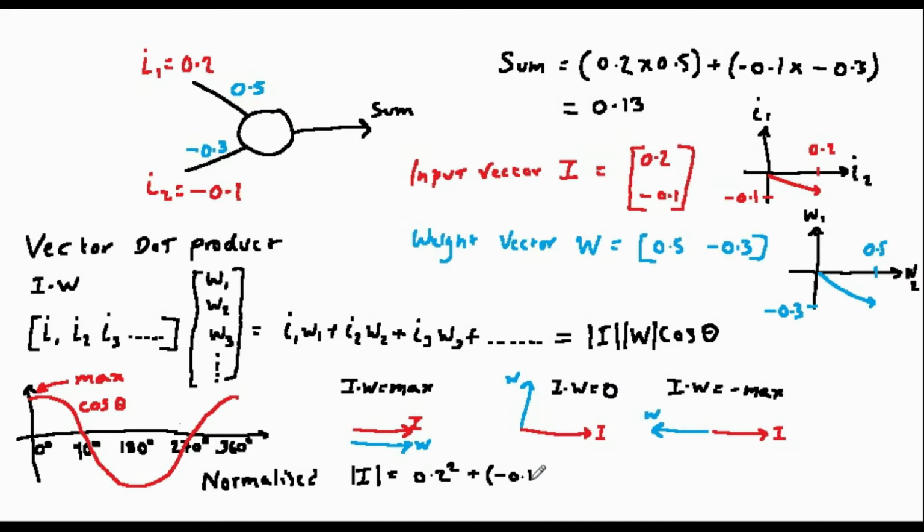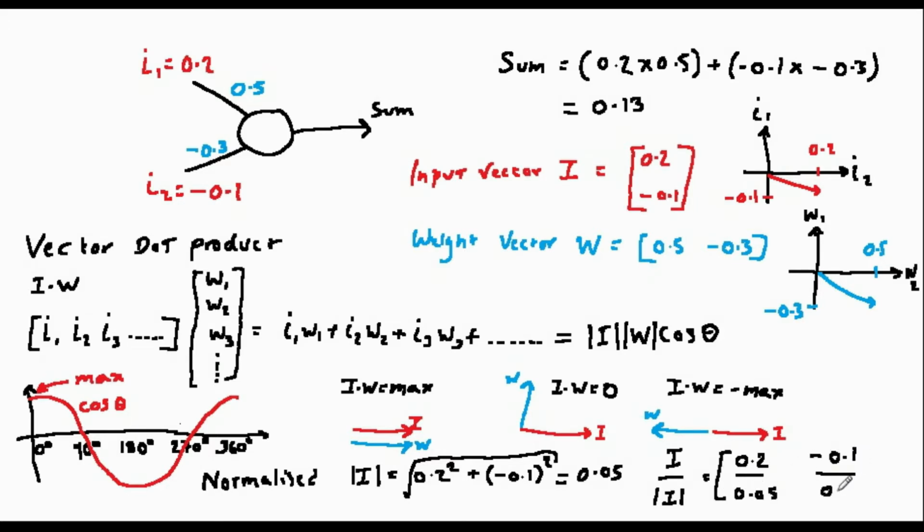In fact, if we normalize the vectors so that they both have a length or magnitude of 1 unit, then the dot product would be 1 when they're perfectly aligned and 0 when they're perpendicular to each other. The vectors can be normalized by dividing them by their magnitude, as shown on the screen.